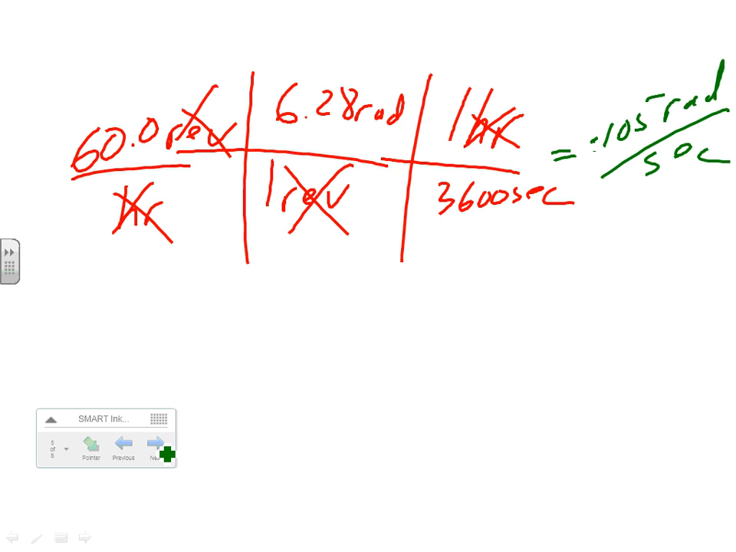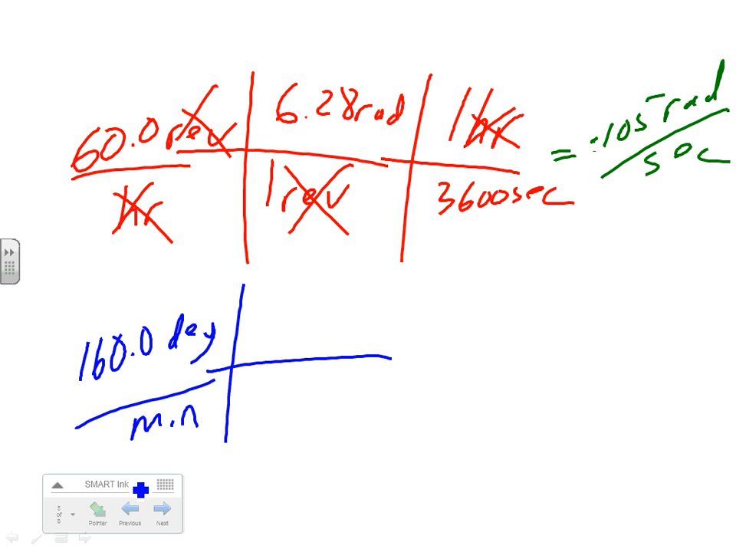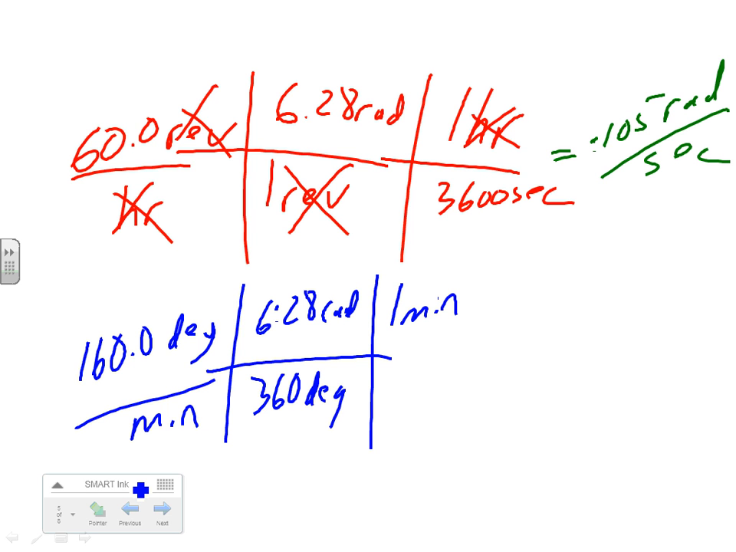The second conversion problem was to convert 160, and that's degrees per minute. And again, we're trying to get radians per second. So you know that 360 degrees is the same as 2 pi, 6.28 radians. And you know that 1 minute is the same as 60 seconds. So minutes cancel, degrees cancel.